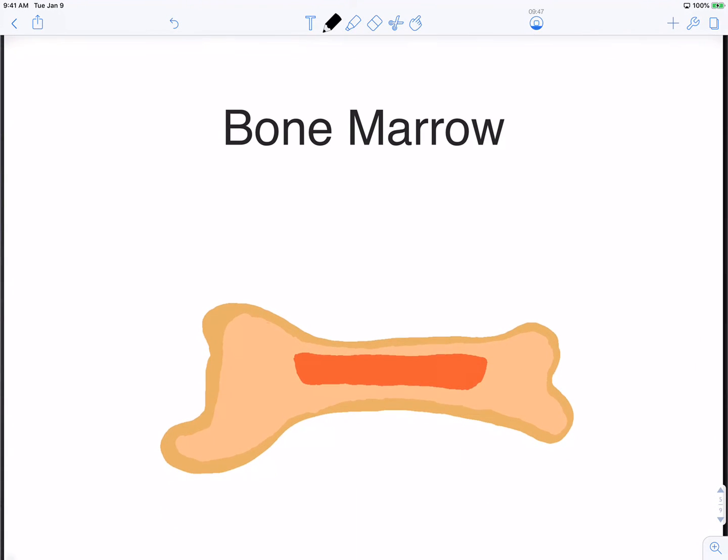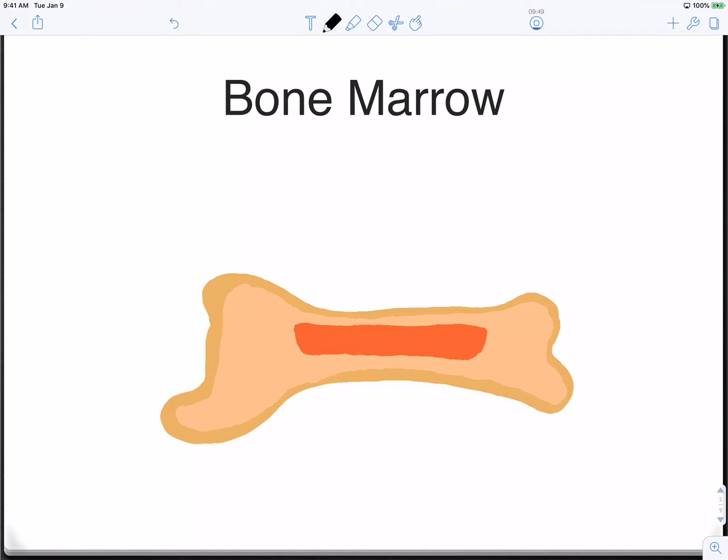Okay, so first let's talk about the bone marrow. In the bone marrow, you have hematopoiesis. And hematopoiesis is basically the development of red and white blood cells. So it all comes from a stem cell, the pluripotent hematopoietic stem cell.